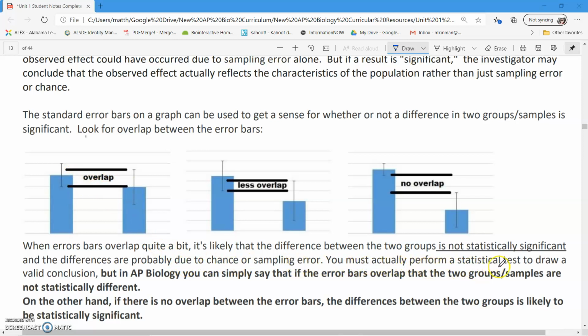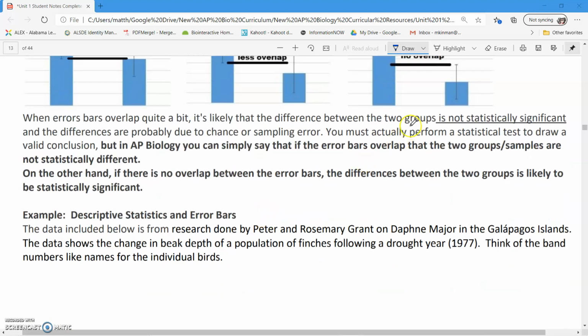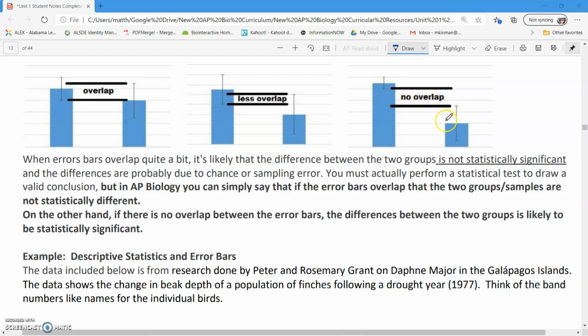You must actually perform a statistical test to draw a valid conclusion. But in AP Biology, you can simply say that if the error bars overlap, the two groups or samples are not statistically different. On the other hand, if there is no overlap between the bars, the differences between the groups are likely to be statistically different. So here we would say there is no overlap, so the difference between the two groups is likely to be statistically significant. So there's something actually going on here to cause this large difference between these two means. So maybe those pill bugs actually are preferring one side to the other. And so this difference is not just due to my error, it's due to the pill bugs maybe actually choosing one side.